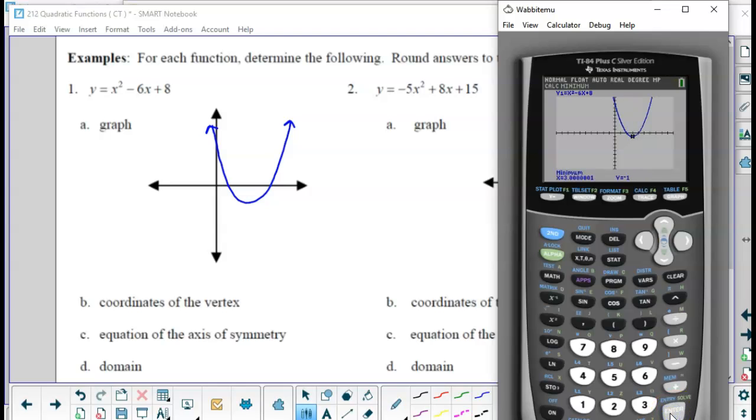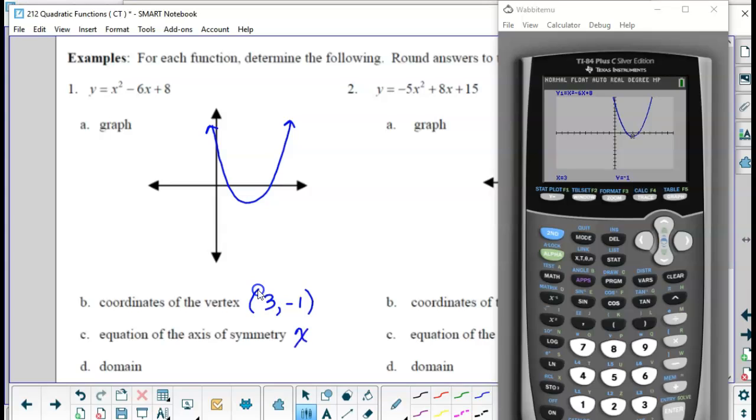So notice it's 3.000, a whole bunch of zeros, 1, negative 1. Really it's 3. You can test it: if I go trace, 3, enter, I get negative 1. So don't put the decimal. You can substitute 3 in and you're going to get negative 1. That's just because the pixels are not small enough to give you exact.